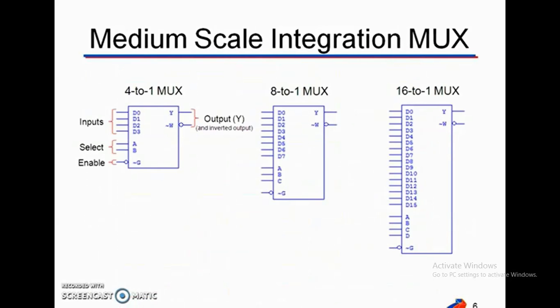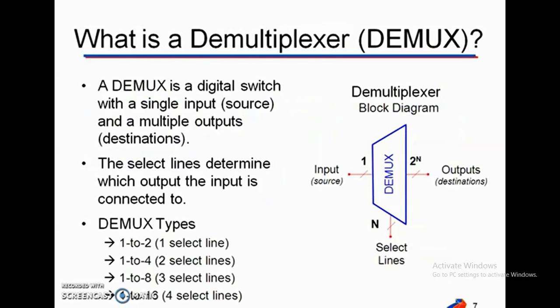Now, medium scale integration of mux. For the 4 to 1 mux, there are 4 inputs, 2 select lines and 1 enable. Enable is active low. When it is low, only then the multiplexer gets selected. When it is high, it will be in a high impedance state. Similarly, for the 8 to 1 mux, there are 8 channels and 3 select lines. This is also active low. When enable is low, the multiplexer gets selected. For 16 to 1, there are 16 inputs and 4 select lines. This is also active low.